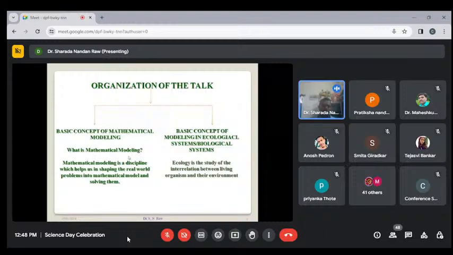Then what is mathematical modeling? How can we use mathematics to solve real world problems? That is known as mathematical modeling. The basic concept is that mathematical modeling is a discipline which helps us in shaping the real world problem into a mathematical model and solving it. So mathematical modeling helps to represent the real world problem in mathematical terms. Then we can solve and predict.